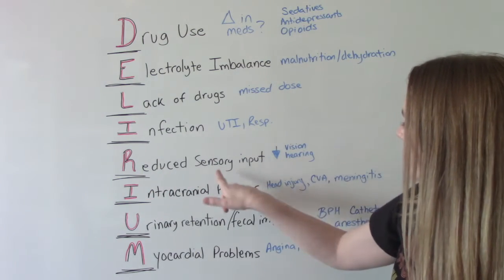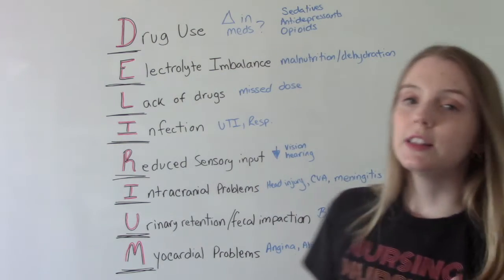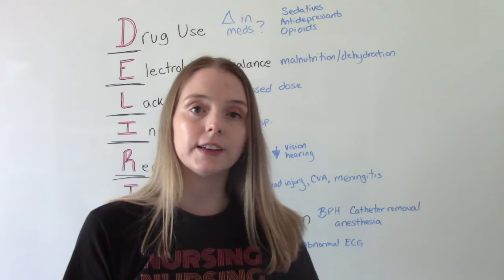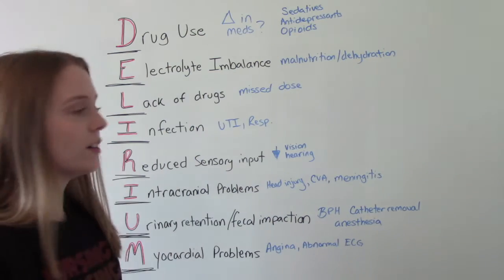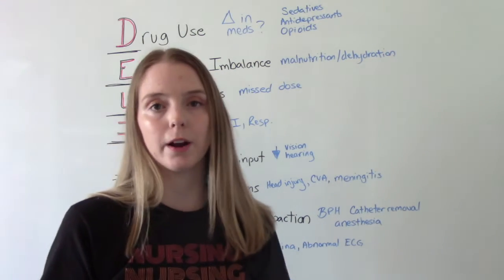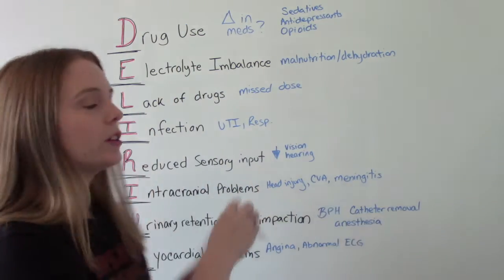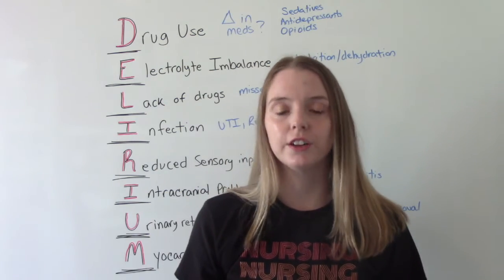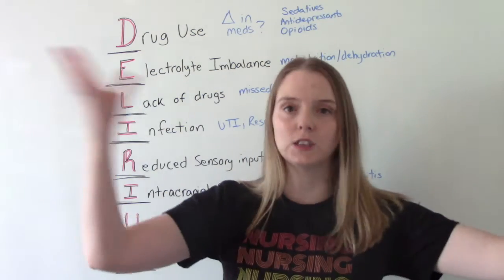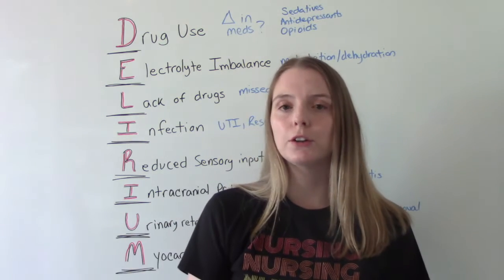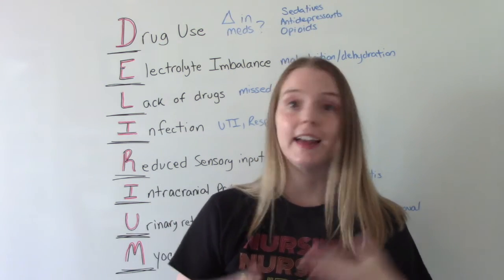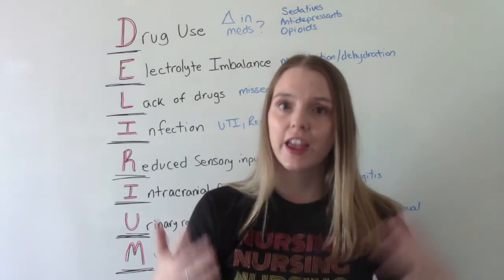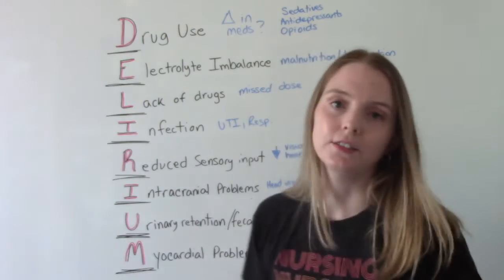R is reduced sensory input. So this can include things like decreased vision, decreased hearing, so any sort of sensory impairment. This can also include things like social isolation, so they're not getting enough stimulus from those around them. So think about your patient who's maybe on like isolation precautions. They are at higher risk for delirium because of that.